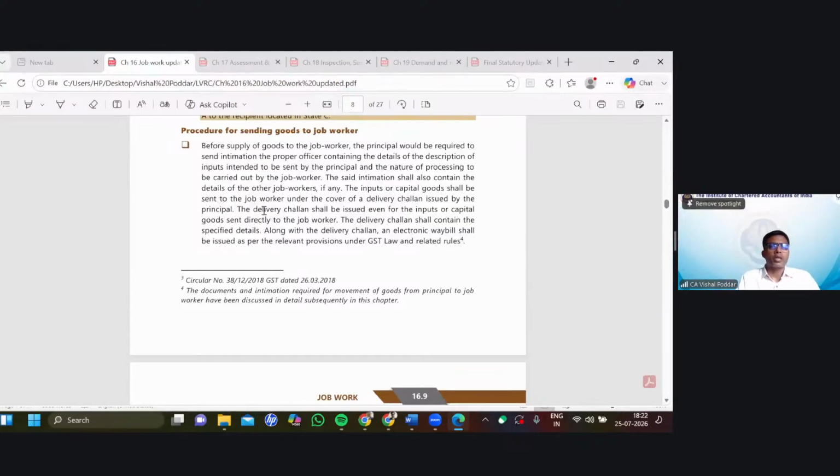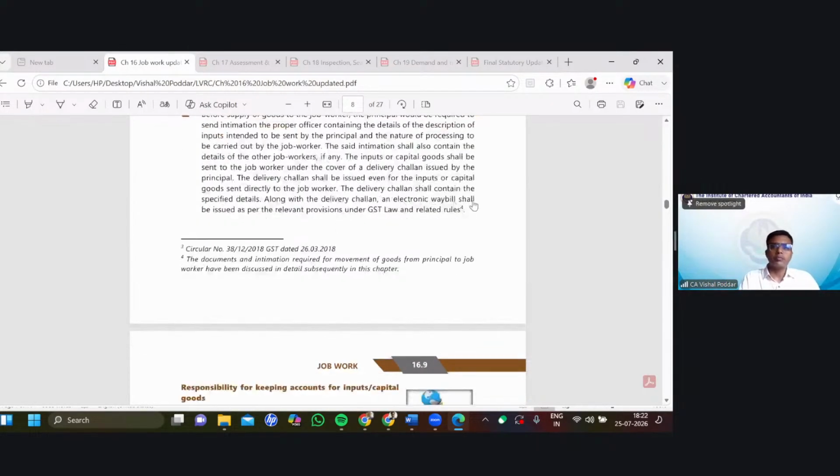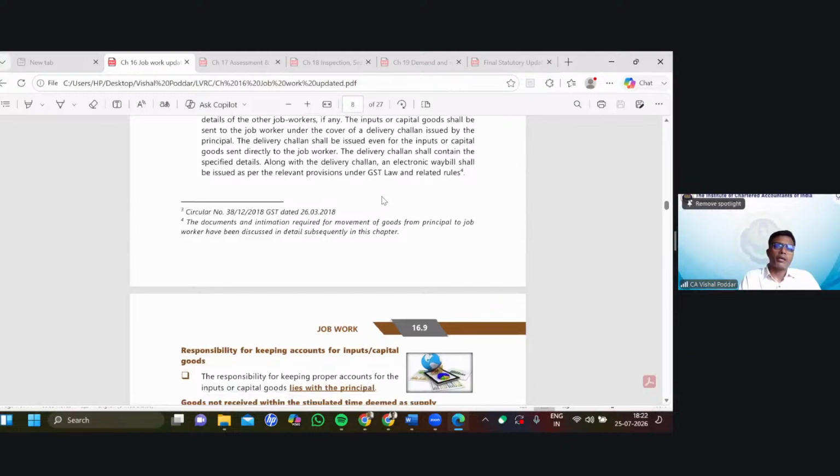The inputs and capital goods shall be sent to the job worker using a delivery challan and obviously the corresponding e-way bill. The delivery challan shall be issued even for inputs and capital goods sent directly to the job worker. So where you are directly asking your supplier to dispatch to the job worker, still you have to create a delivery challan. Why? Because this delivery challan has to be uploaded in a very important statement, that is ITC-04. So for tracking purposes, you will still raise a delivery challan. The delivery challan will contain the specified details and it will be accompanied by an e-way bill wherever applicable.